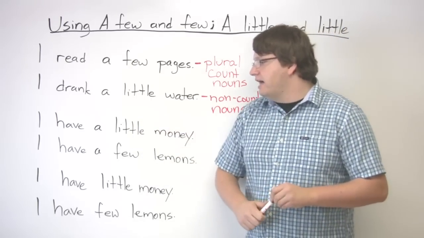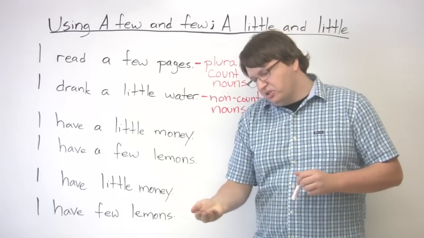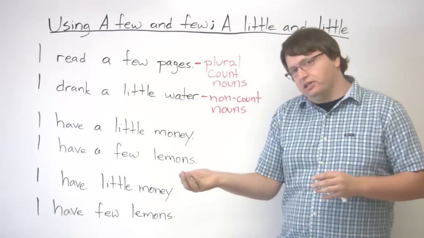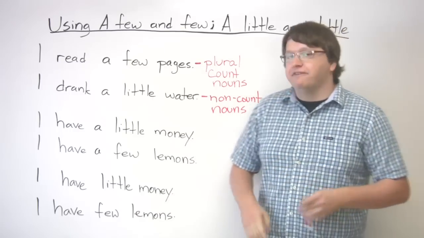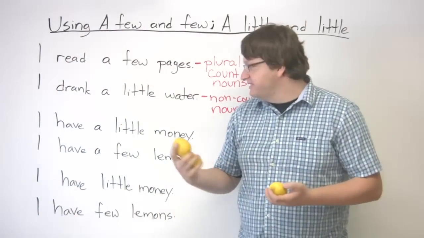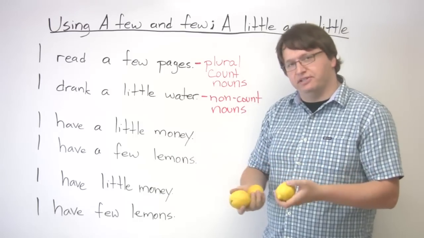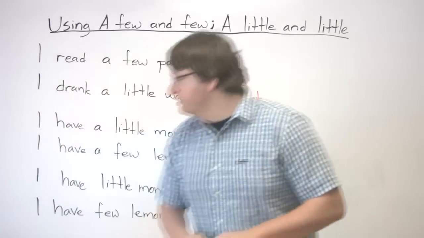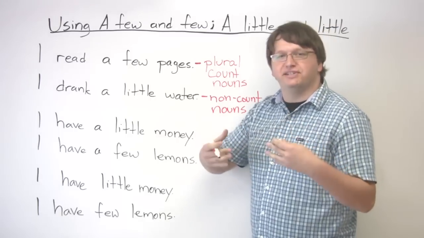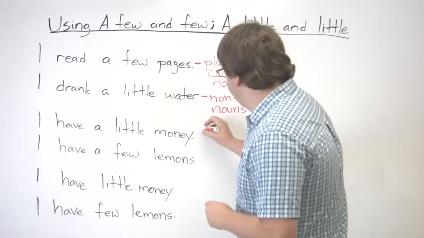If I say I have a little money, so if I go into my pocket and I have some money, it's positive, right? I don't have zero, I have some. If I say I have a few lemons, so if I have some lemons, I have some, I don't have zero. This is a positive statement, okay? So we use a little and a few when we want to seem positive about having something. We don't have zero, we have some. It's okay, we have a little bit at least.